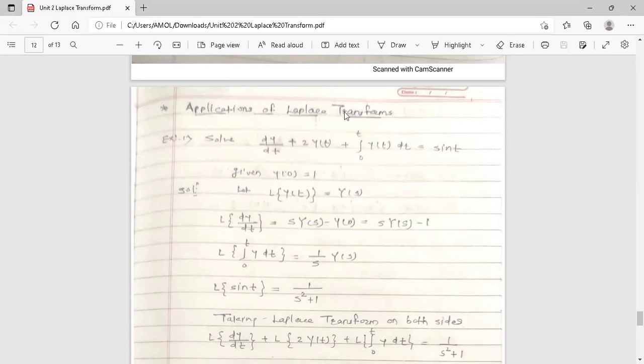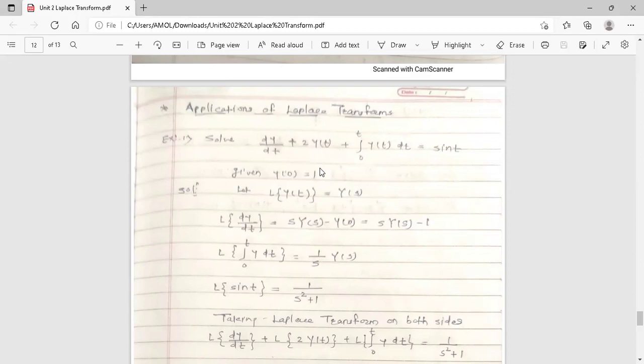Now one of the terms is an integral term. The first term is a derivative term. The middle term is the simple function y(t). And in the third term there is an integral. So to solve this differential equation, we have to use Laplace transform. Using Laplace transform, you can solve this differential equation.